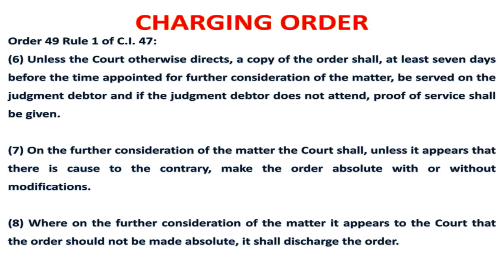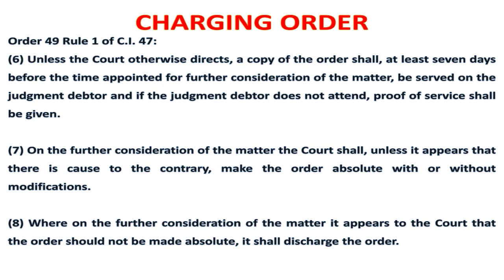That is why Order 49 Rule 1 Sub Rule 6 says that unless the court otherwise directs, a copy of the order shall, at least 7 days before the time appointed for further consideration of the matter, be served on the judgment debtor, and if the judgment debtor does not attend, proof of service shall be given.